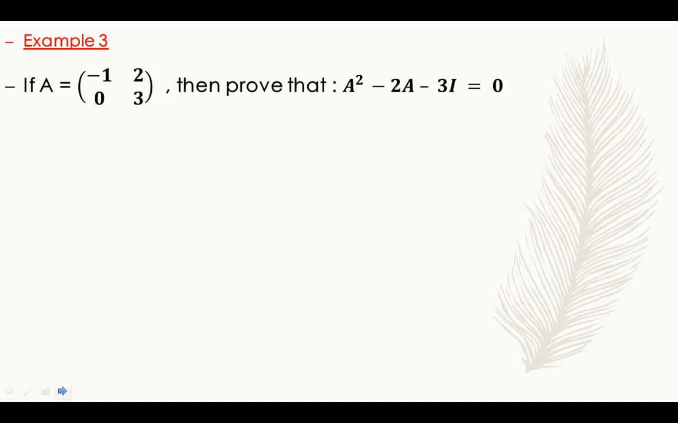Here, a very important example. If A is the matrix with rows negative 1, 0 and 2, 3, then prove that A power of 2 minus 2A minus 3I equals 0. This example is very, very important. Okay? Solution.